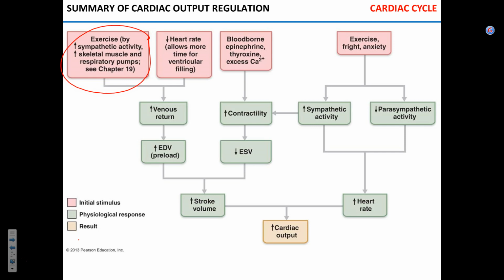Think about this. When you contract the muscle, muscle squeezes the veins that run through it. Does that make sense? And pushes the blood towards the heart, because valves inside of the veins prevent the backflow.